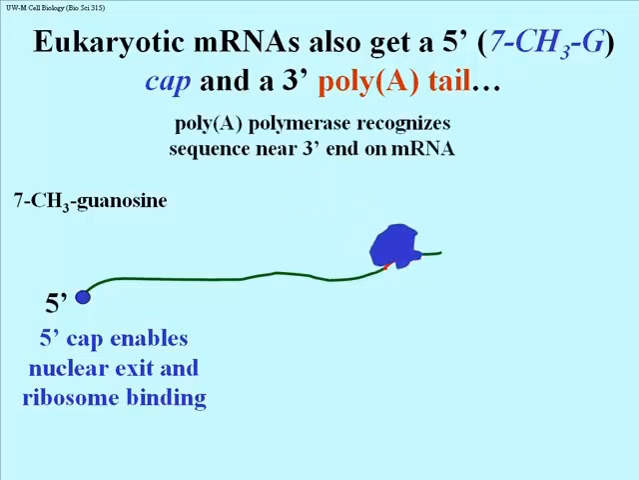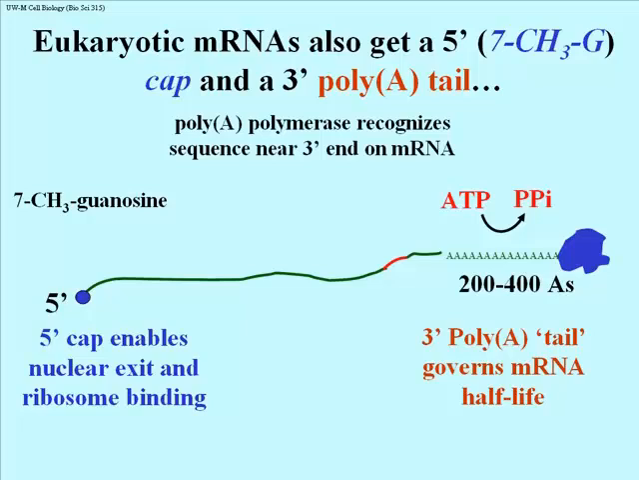Near the 3' end of the mRNA is a sequence that recognizes an enzyme called poly A polymerase. That was the blue molecule shown here, which then binds and catalyzes the addition of several hundred adenosine nucleotides to the 3' end of the transcript. This poly A tail seems to govern how many times this message will be used to translate a polypeptide. In vitro translation experiments show that the poly A tail gets shorter and shorter the longer a solution of mRNAs is allowed to translate proteins.